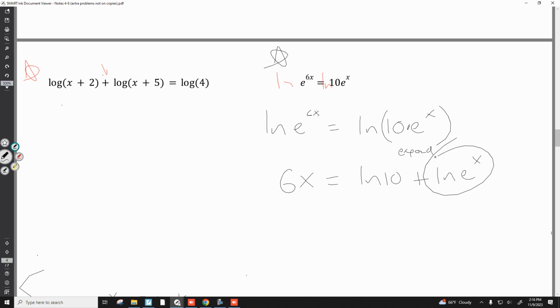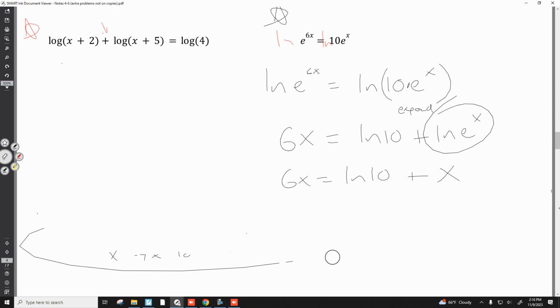Great. We get 6x equals ln 10 plus x. No. Did you consider the multiplier? Are you multiplying by what test? I know what you were thinking, but tell me why it's wrong. Because we can't do that again.